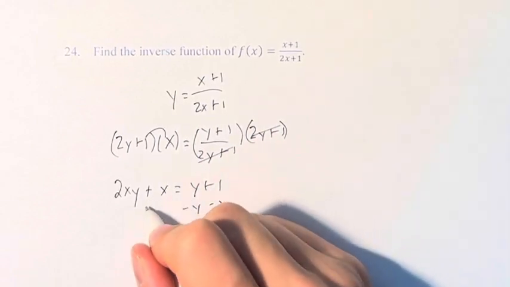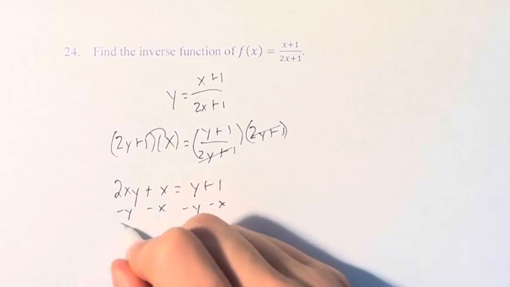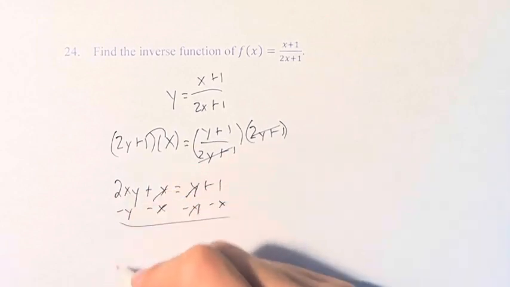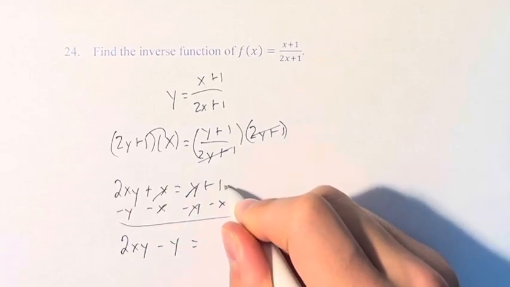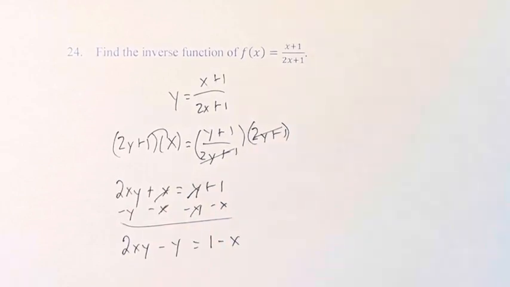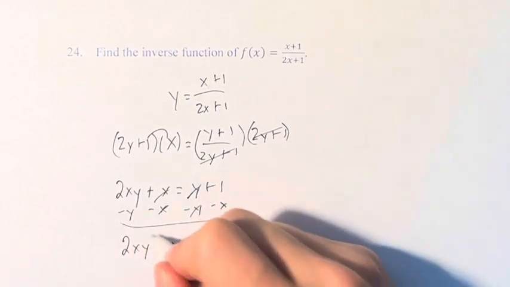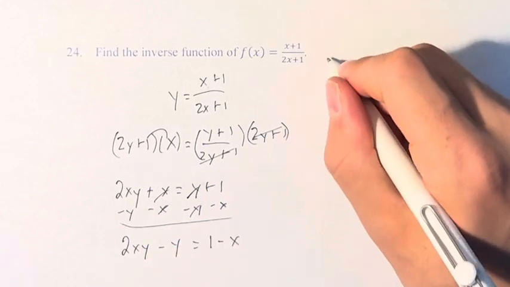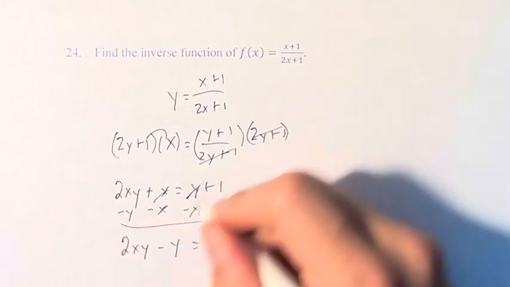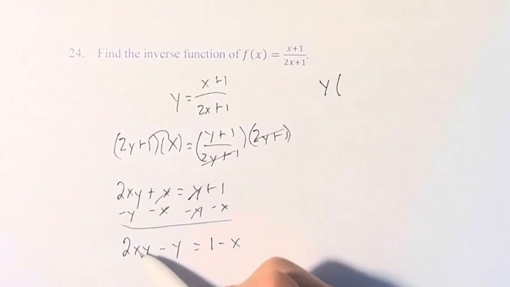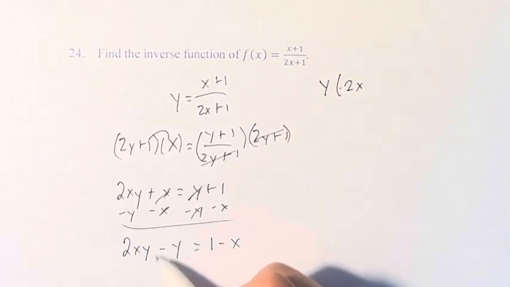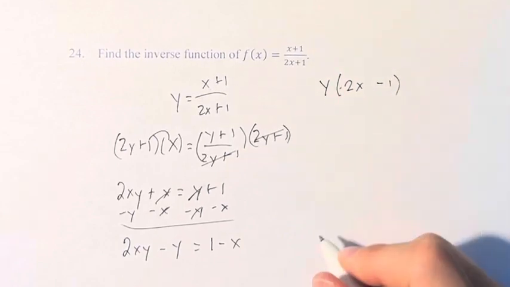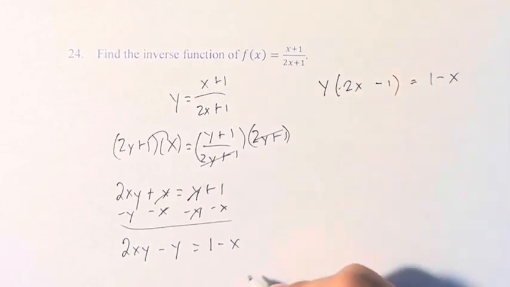Subtracting y and x from both sides, these cancel, just to get the y's on one side. We have 2xy minus y equals 1 minus x. Rewriting this up here, 2xy minus y, factoring out a y from this one leaves us 2x, factoring out a y from negative y leaves us with negative 1. This is equal to 1 minus x.